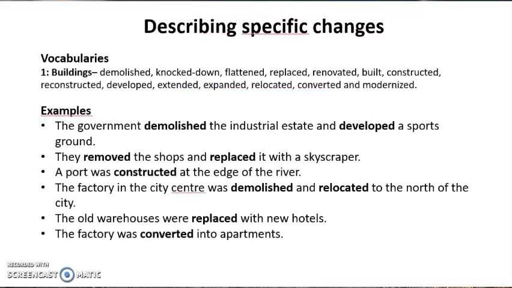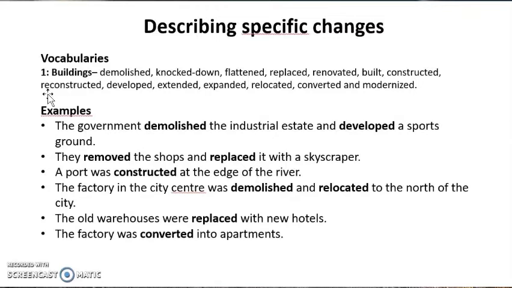Now, how would you describe specific changes? Let's talk about some vocabulary for buildings: demolished, knocked down, flattened, replaced, renovated, built, constructed, reconstructed, developed, extended, expanded, relocated, converted, and modernized.